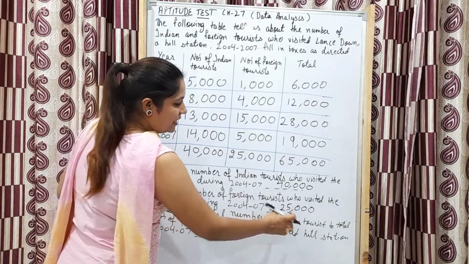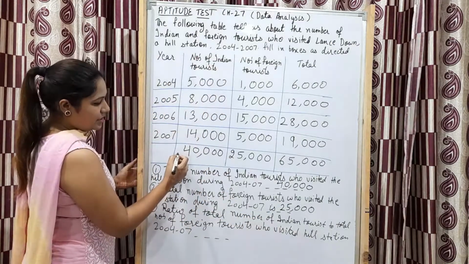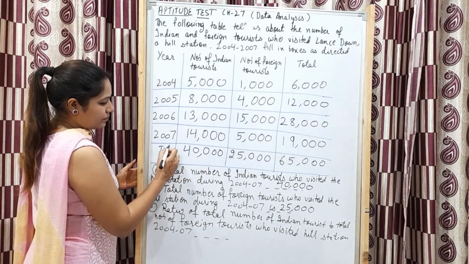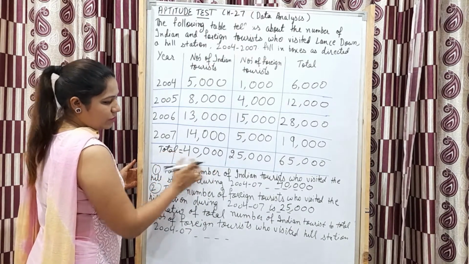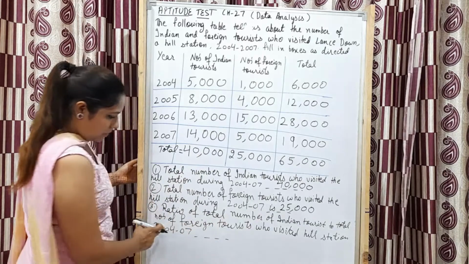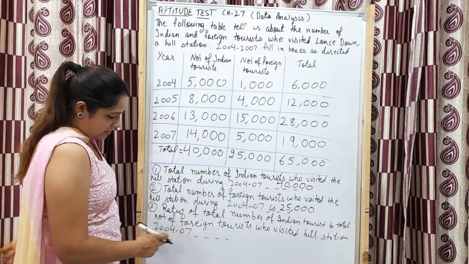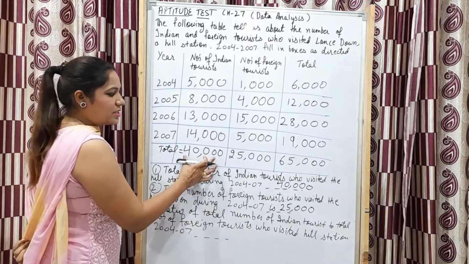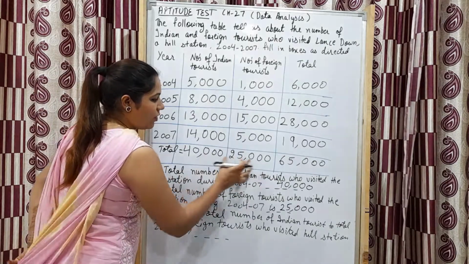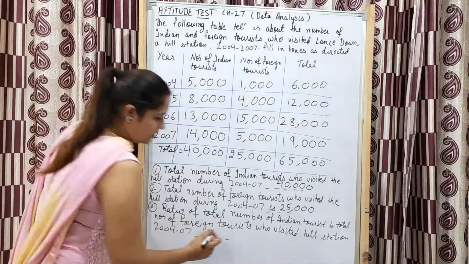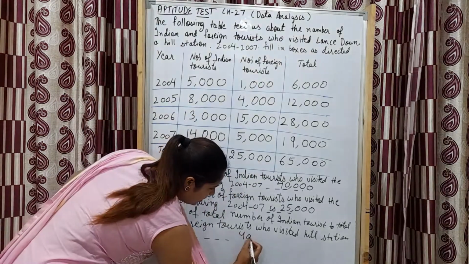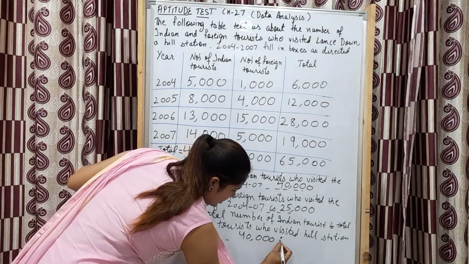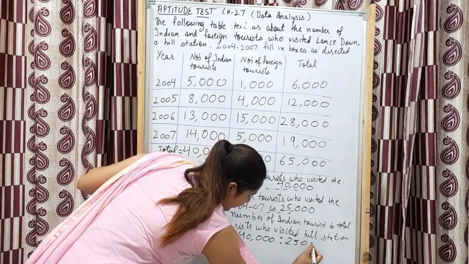Now next, ratio. We have to find the ratio of the total number of Indian tourists to the total number of foreign tourists who visited 2004 to 7. This one is our total of Indian. It means we have to find the ratio of 40,000 and 25,000. See students, 40,000 ratio 25,000.